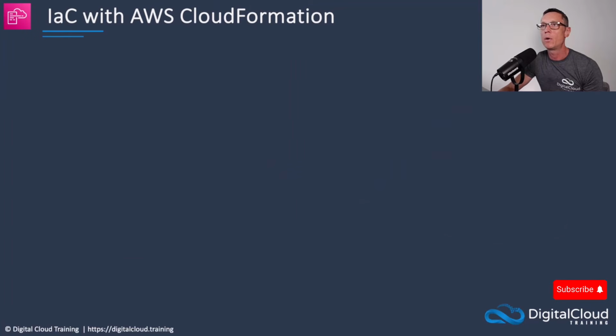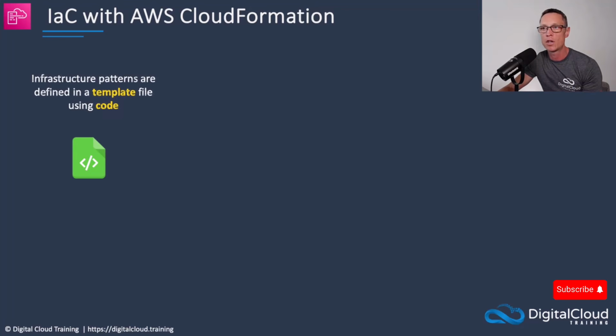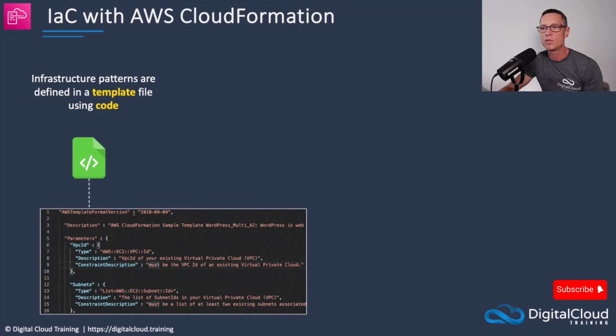I will do a demo on load balancing, but I'm going to use CloudFormation for deployment. So what is CloudFormation? If you're familiar with Terraform, it's basically the same thing, but it's AWS. So the scope of CloudFormation is deploying resources on AWS using infrastructure as code. That means the infrastructure pattern, so what we want to build, is defined in a template using code like this in either YAML or JSON.